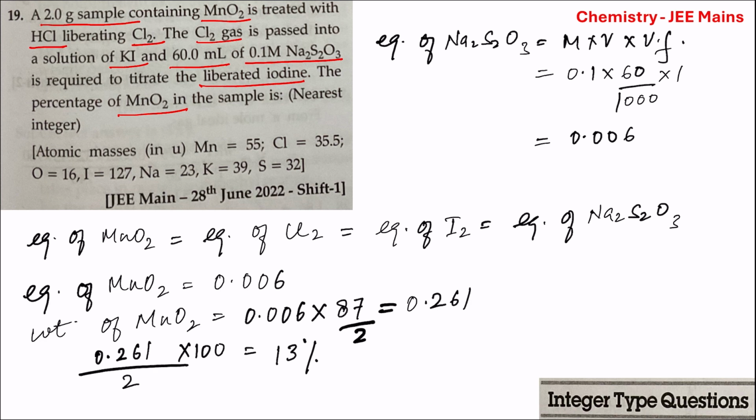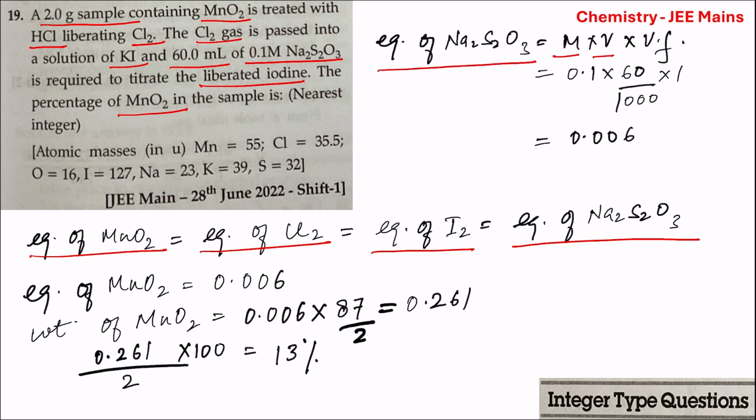Now according to the law of equivalence, equivalence of Na2S2O3 will be equal to equivalence of iodine, and equivalence of iodine liberated will be equal to equivalence of chlorine, and equivalence of chlorine will be equal to equivalence of MnO2. Now in this question, molarity and volume of Na2S2O3 solution is given. Then equivalence of Na2S2O3 will be equal to molarity into volume into valency factor of Na2S2O3. Now in this reaction, the change in oxidation number of sulfur of Na2S2O3 is 1 per mole of Na2S2O3.